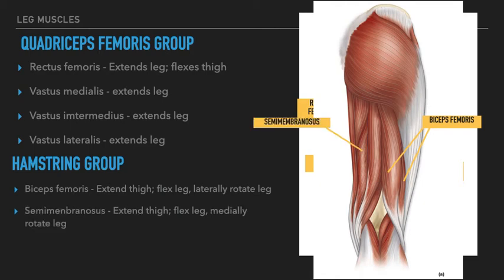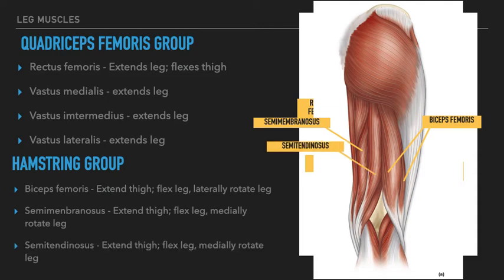Also here is the semimembranosus. This medially rotates the leg. The origin is the ischial tuberosity again, and the insertion is the posterior surface of the tibia on the medial condyle. Last here we have the semitendinosus. Contraction of this muscle will also extend the thigh, flex the leg, and medially rotate the leg. The origin is the ischial tuberosity, and the insertion is the proximal medial surface of the tibia.